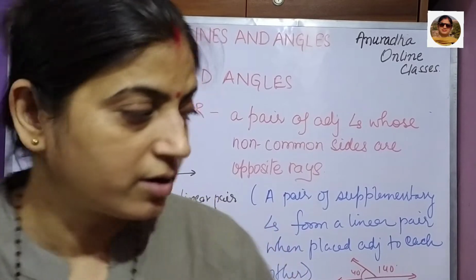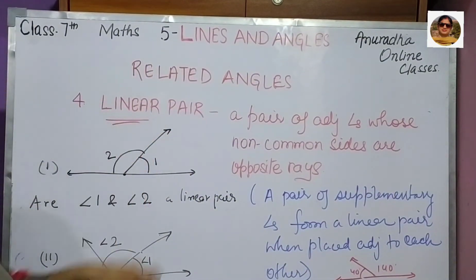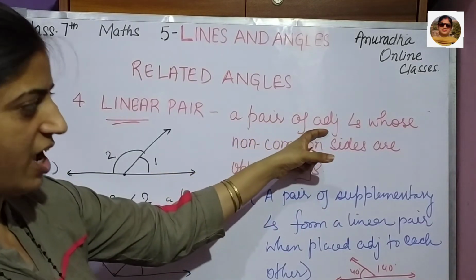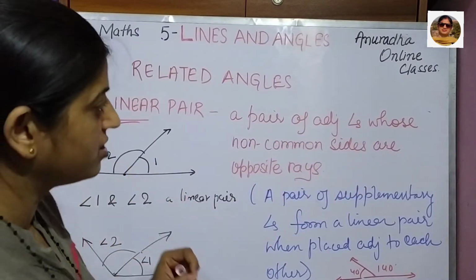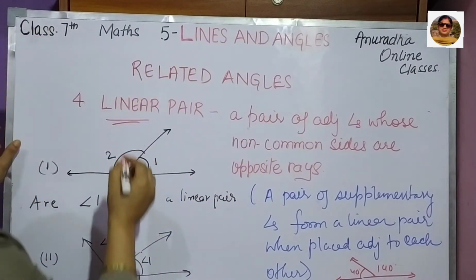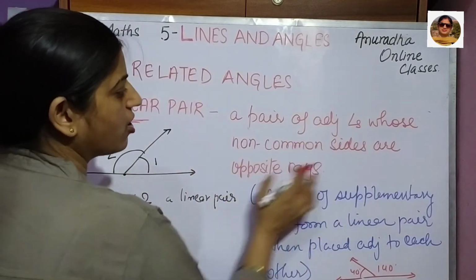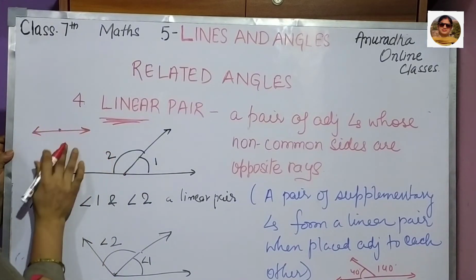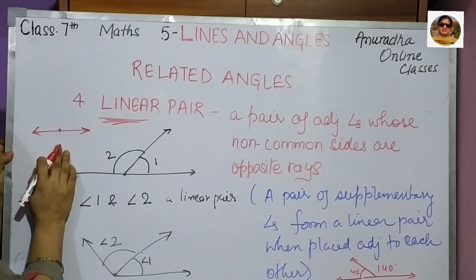Now, what is a linear pair? Linear means straight, you can say. A linear pair is a pair of adjacent angles whose non-common sides are opposite rays. It is a pair of adjacent angles, but what is required here? That the uncommon sides are opposite rays. When will they be opposite rays? In this case. This one and this one are opposite from this point.